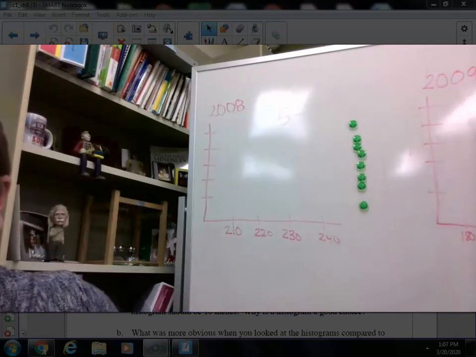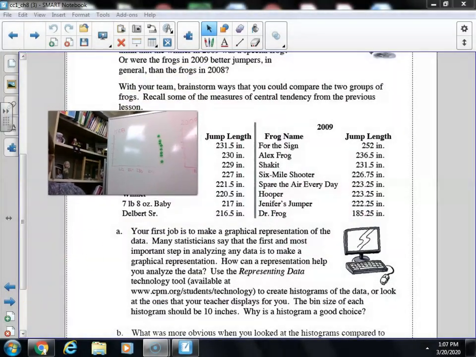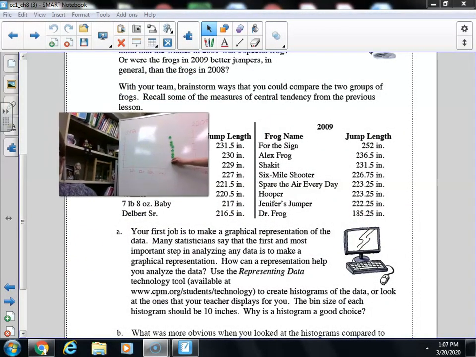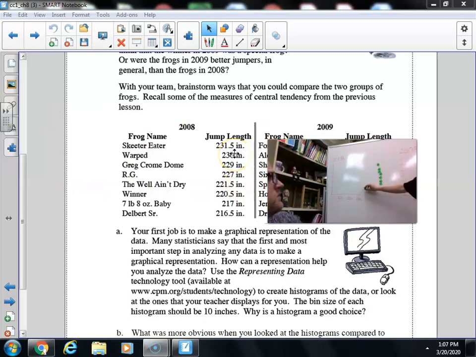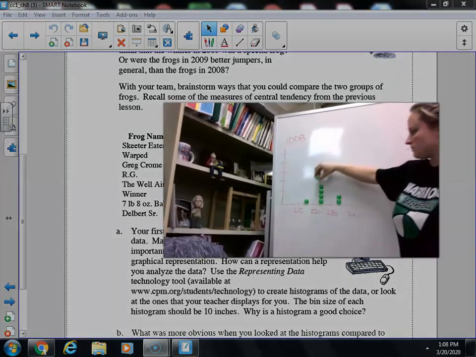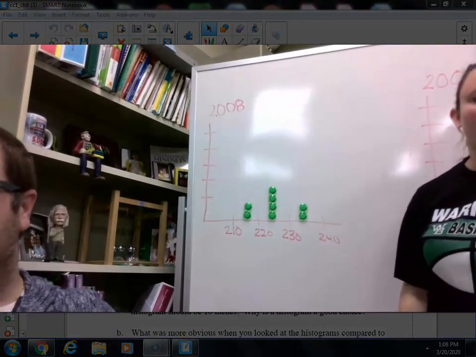So you guys kind of plot the data along with us here. Skeeter Eater is 231.5 inches. We're going to go ahead and use our dots to put them in the correct bin. 230, 229, 227, 221.5, 220.5, 217, and 216.5.